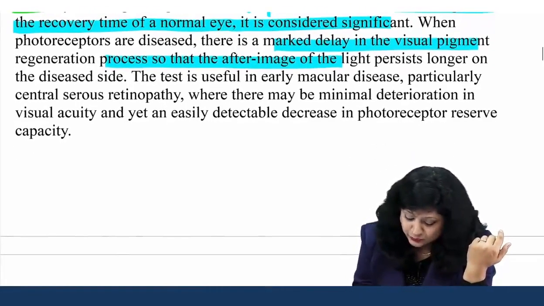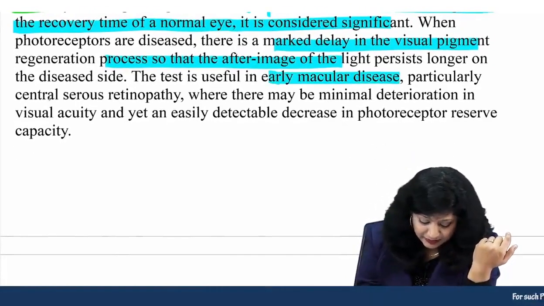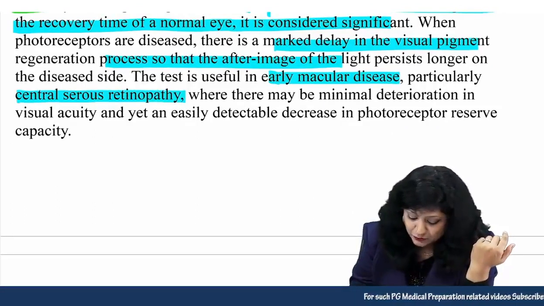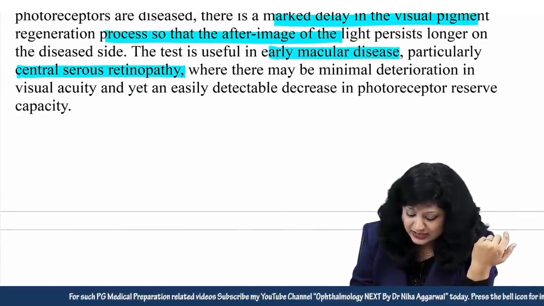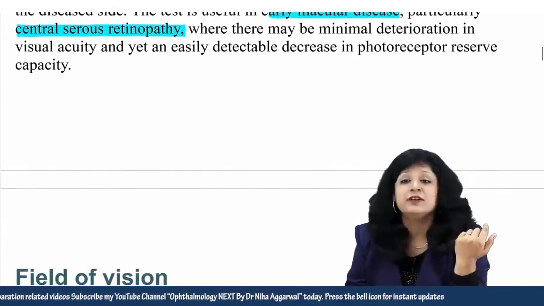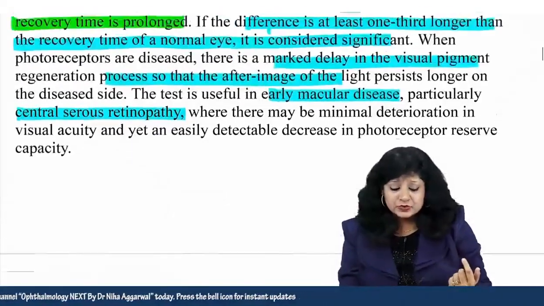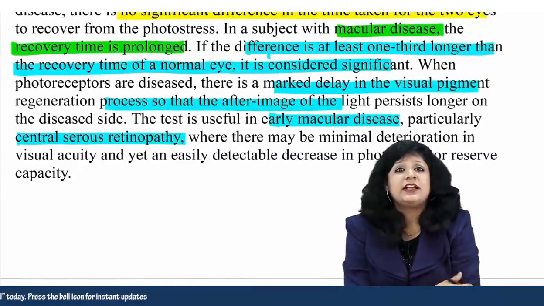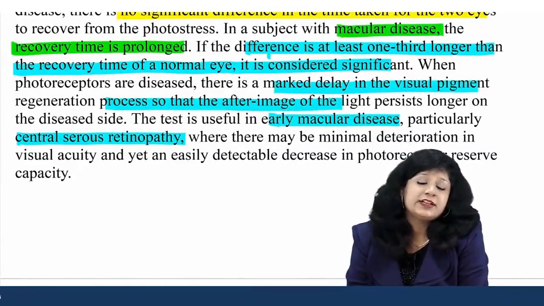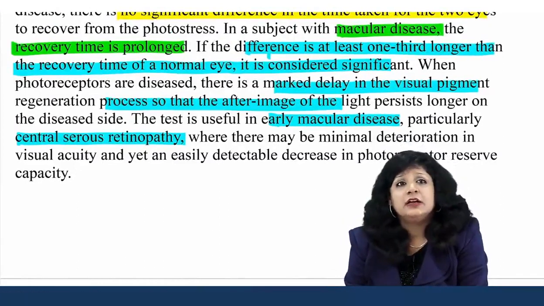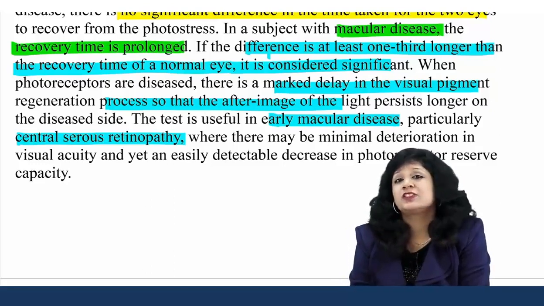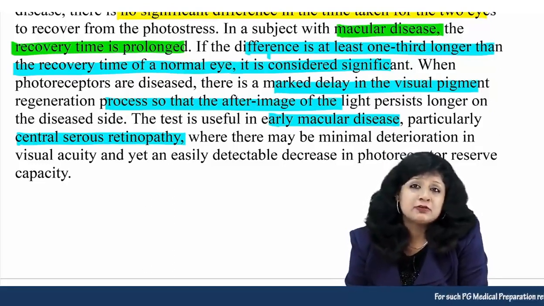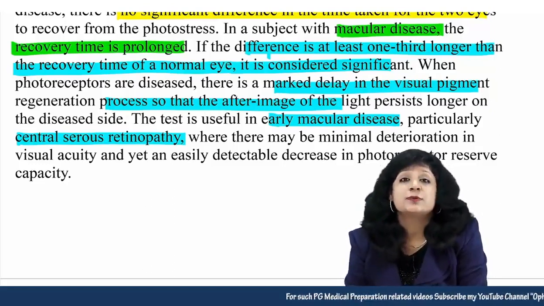The test is useful in the early macular diseases, like central serous retinopathy, where there may be minimal deterioration in the visual acuity and yet an easily detectable decrease in photoreceptors. So I think this is an important test which will help in the early detection of the macular diseases when you are having a problem related to the central areas of the retina, and you have to distinguish whether it's an optic nerve disease or a macular disease, whether it's a pre-retinal disease or a post-retinal disease.